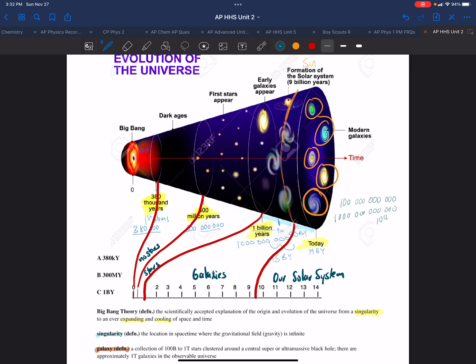So our Milky Way galaxy could be depicted by one of those as 1 trillion stars, and our star is just one of those. But there are 1 trillion galaxies. So 10 to the 12th times 10 to the 12th is 10 to the 24th stars in the universe. So that sort of situates things.